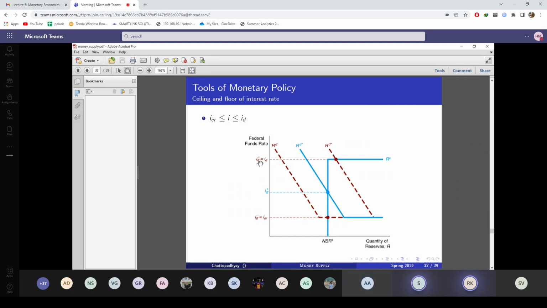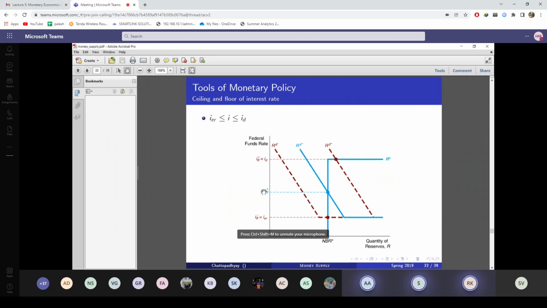This is the intuition. If the market interest rate goes below IER, commercial banks will not give loans at all. They will keep excess reserves. So that prevents the market interest rate from going below IER. What prevents the market interest rate from going above ID? Because in that case, people will borrow from the central bank. Yes. Fine. So that is why, and monetary policy makers or the central bank realize that.